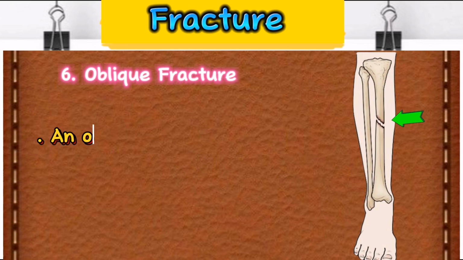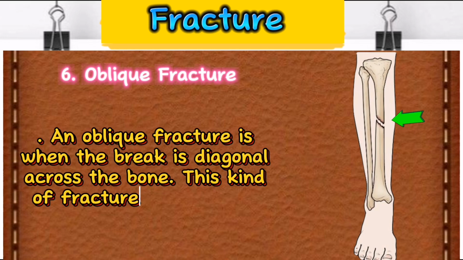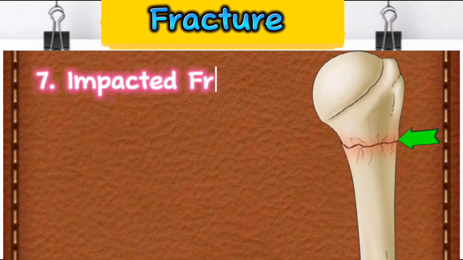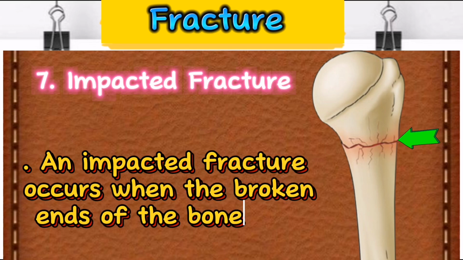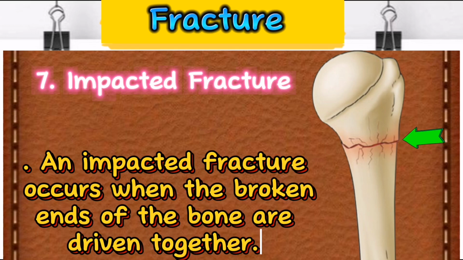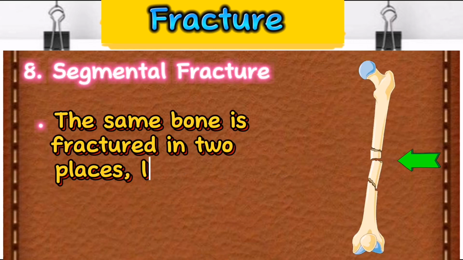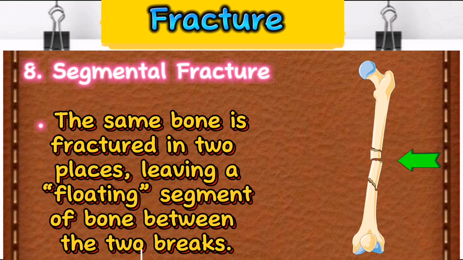6. Oblique fracture. An oblique fracture is when the break is diagonal across the bone. This kind of fracture occurs most often in long bones. 7. Impacted fracture. An impacted fracture occurs when the broken ends of the bone are driven together. 8. Segmental fracture. The same bone is fractured in two places, leaving a floating segment of bone between the 2 breaks.